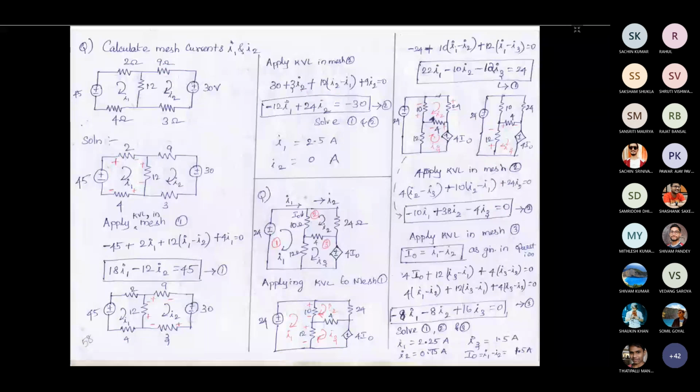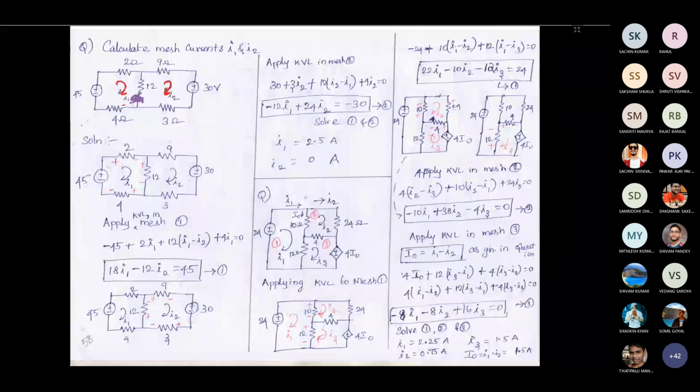Okay, so consider this circuit. In this circuit, we are having two meshes. In these two meshes, let us consider I1 in this direction and I2 in this direction, that is clockwise. Then what do we need to find? We need to find I1 and we need to find I2.